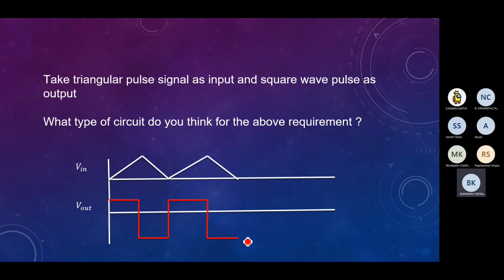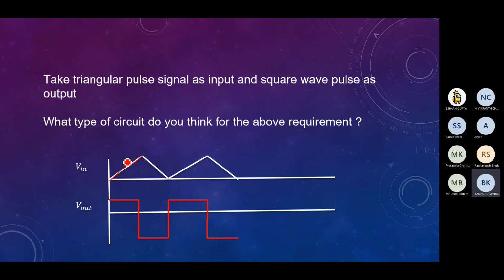Now just think of a circuit which takes this triangular wave pulse as input and gives this square wave pulse as output. Can anyone answer what type of circuit it will be? Okay, I'll tell you.